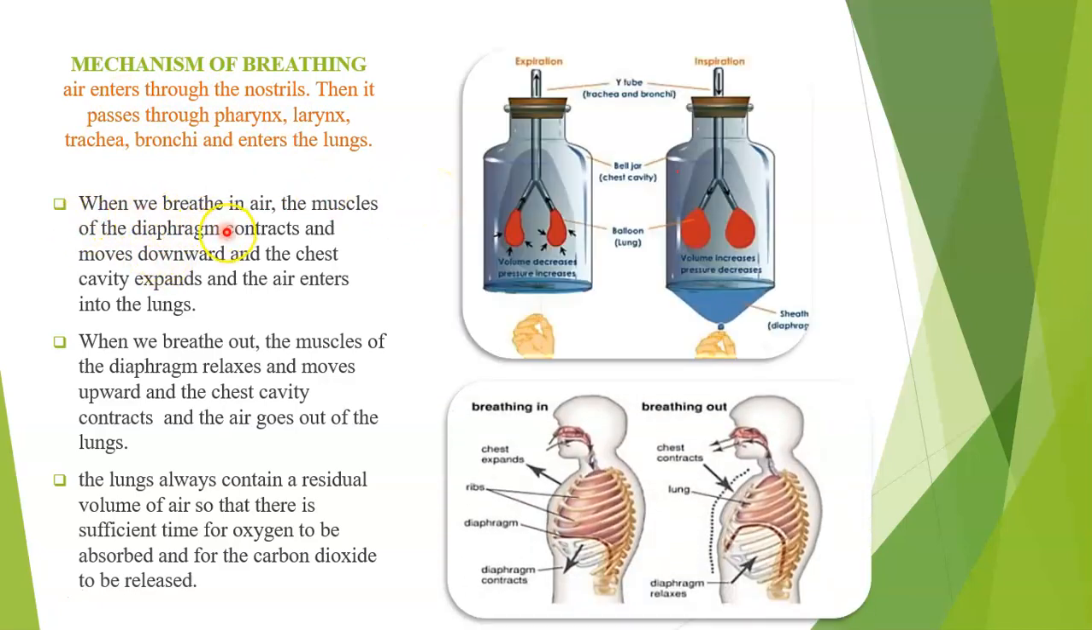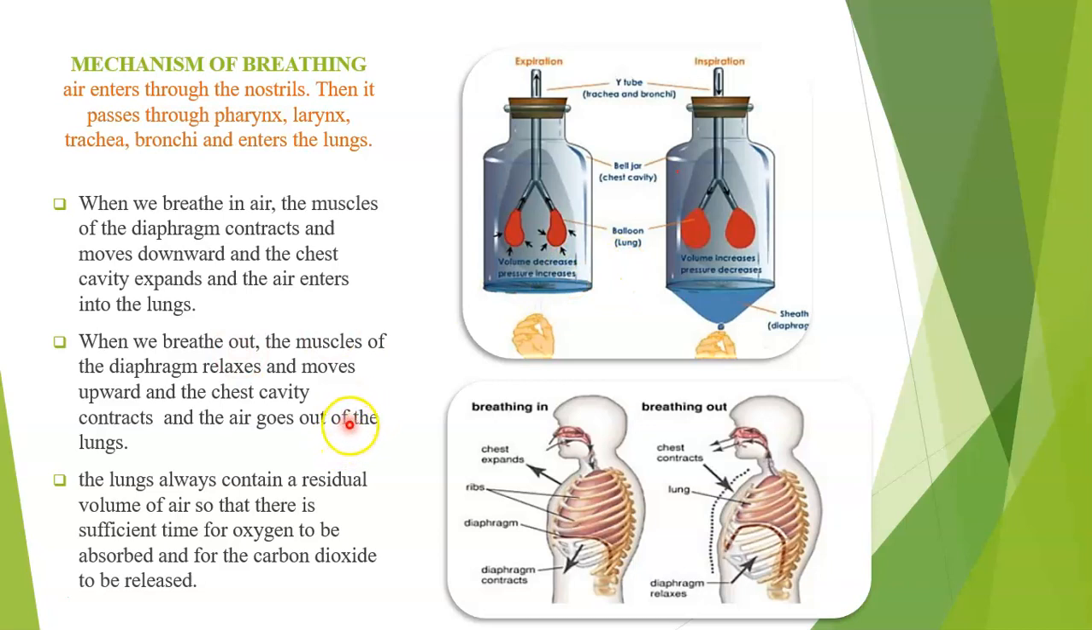Now when we breathe in, का मतलब क्या है कि जब हम सांस लेते हैं, right? So at that time what happens is that the diaphragm muscles contract, okay, and when they contract they are pulled downwards. Okay, so when they are pulled downwards, the chest cavity expands and air enters into the lungs. ठीक है, सो ये breathing in के time होता है. Breathing out के time क्या होता है कि जो diaphragm muscles होंगे वो relax हो जाएंगे and they will be pulled upward.